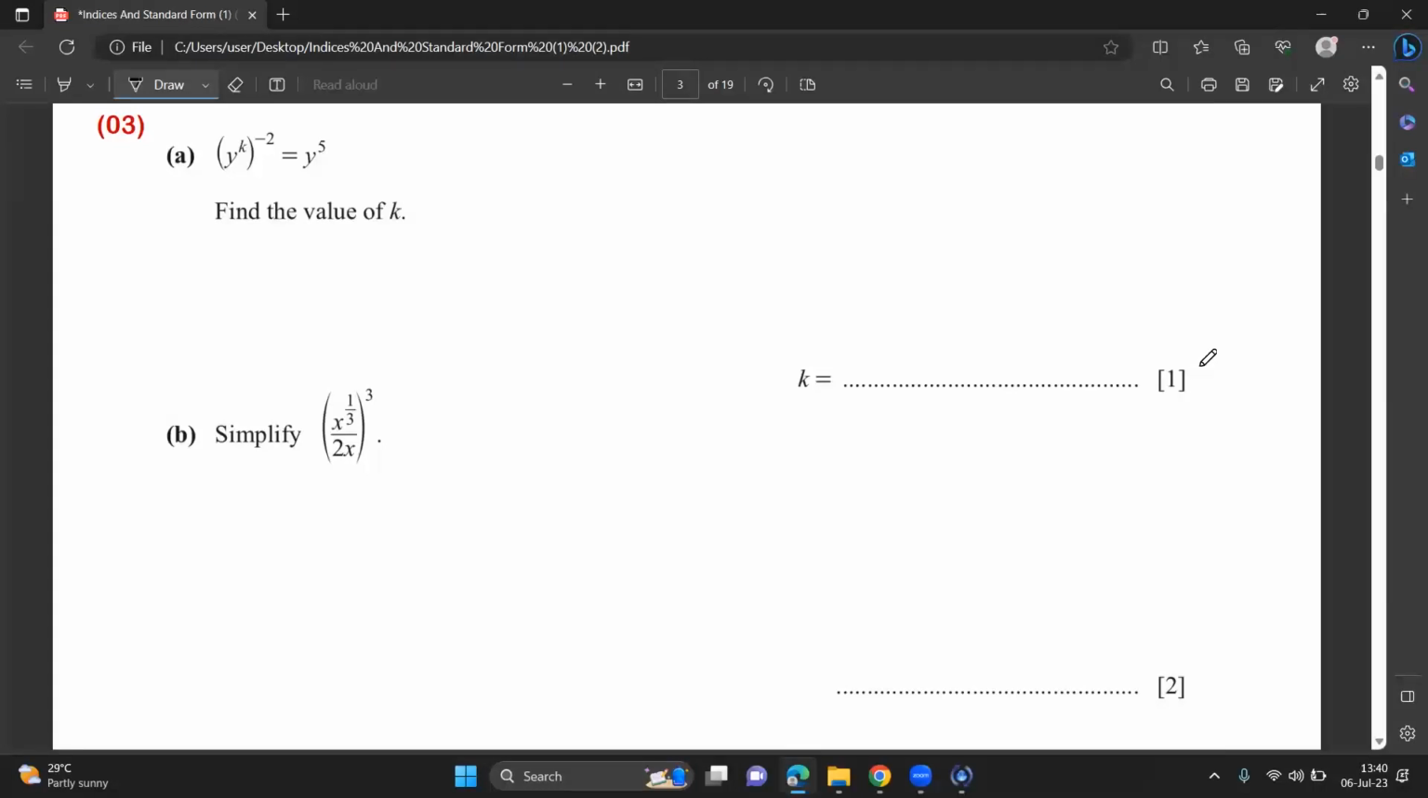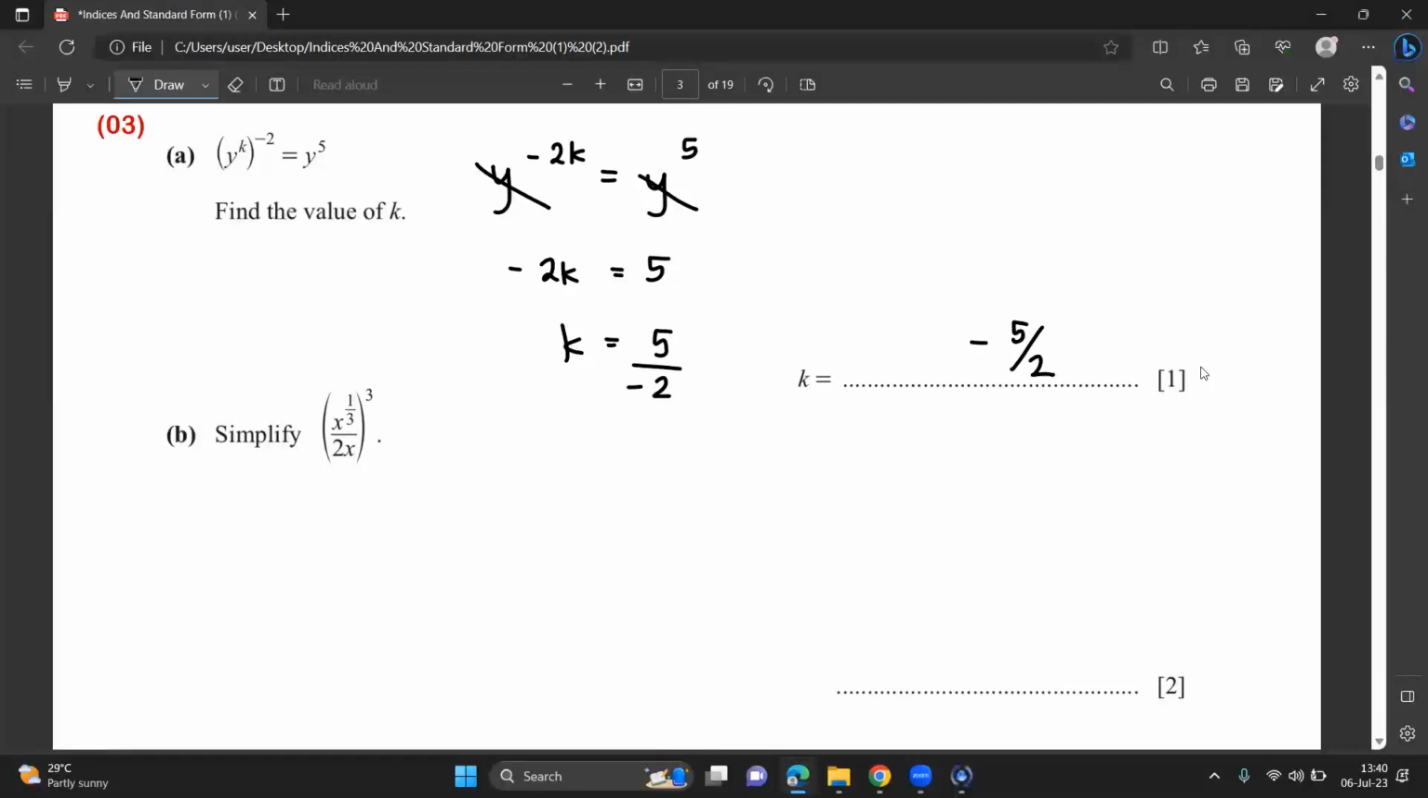Okay. What's your answer for K? Who got minus 5/2? 5/-2 or minus 5/2? Good job. So guys, first we multiply the brackets. It becomes minus 2k equals y to the power 5. Since your bases are the same, you can cancel it off and start doing algebra. K equals 5/-2, which in other words is minus 5/2.